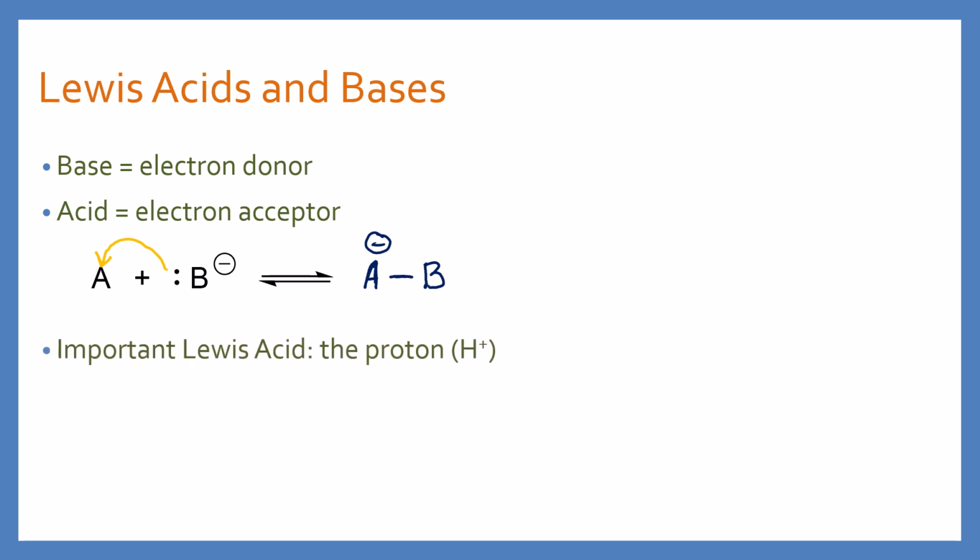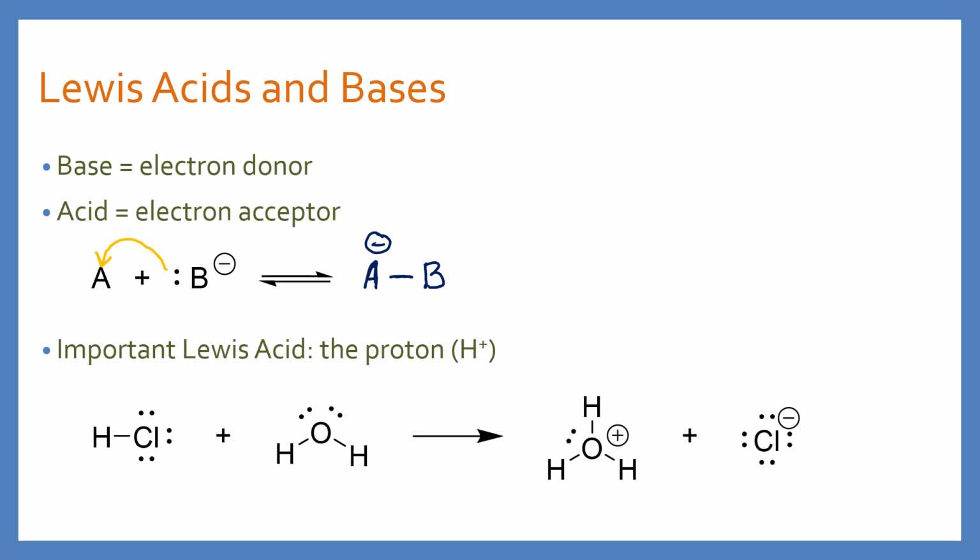Now, there is one really important Lewis acid that you're already familiar with, and that is the proton. So this proton transfer process that we've talked a lot about this chapter does fit in with the Lewis acid, Lewis base definition, because even as we're talking about the donation and acceptance of protons, what we're actually showing is electrons doing all the work.